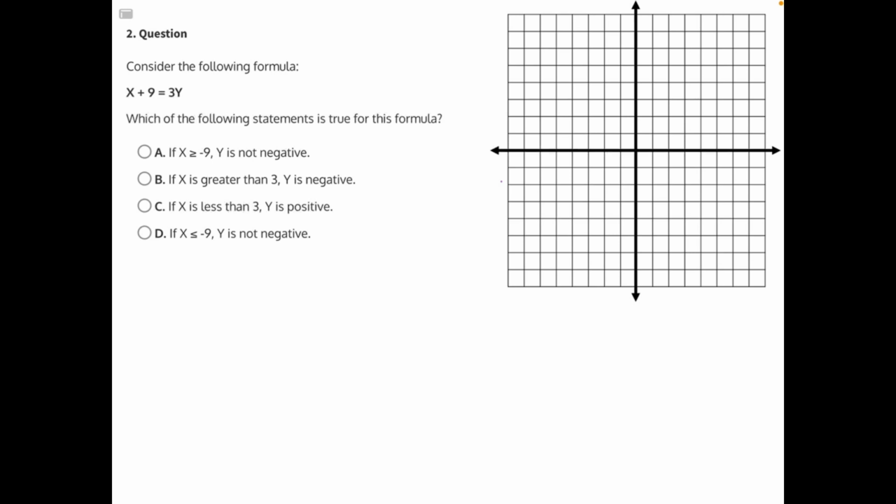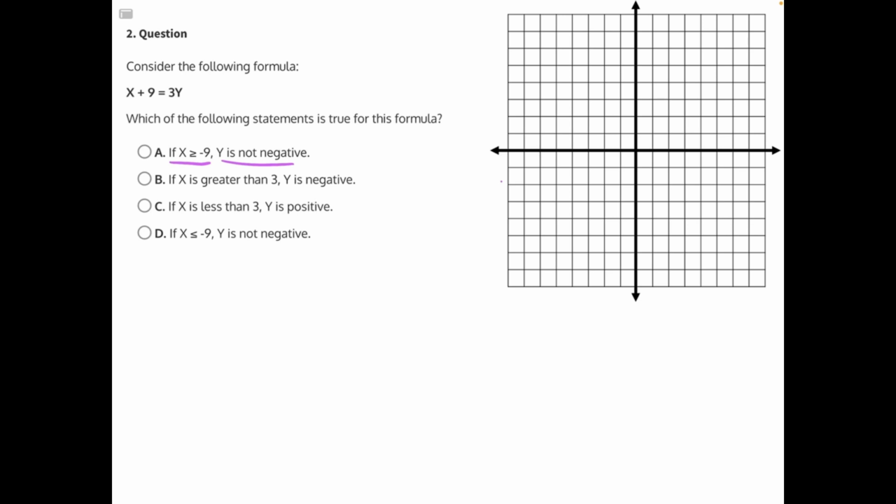Consider the following formula. Which of the following statements is true for this formula? All of these answer choices are cause and effect relationships. If X, then Y. And the easiest way to visualize a cause and effect relationship so that we can tell if these statements are true and false is to graph it.